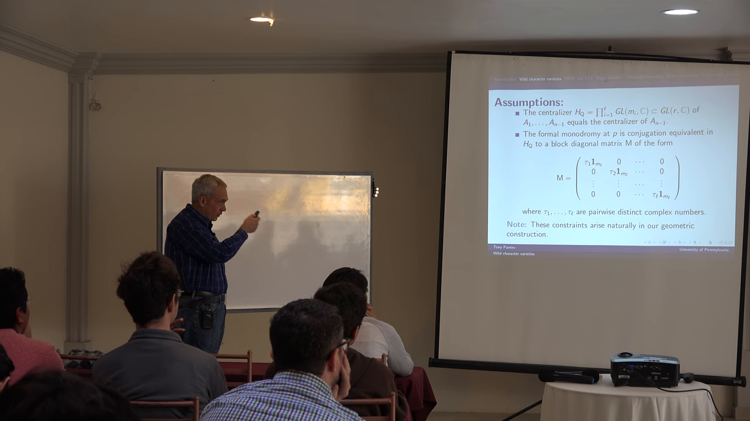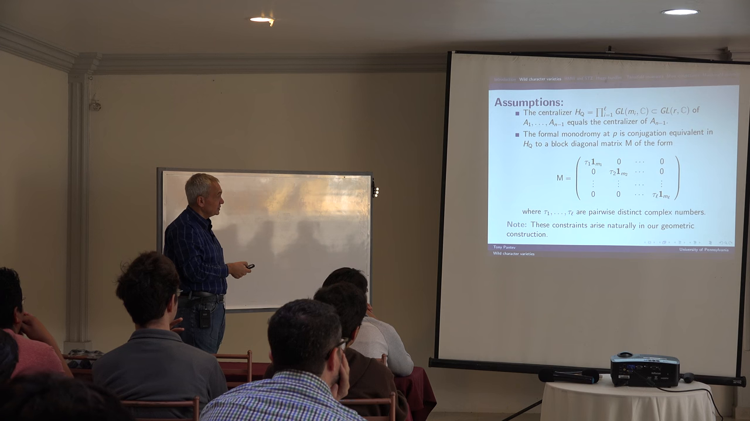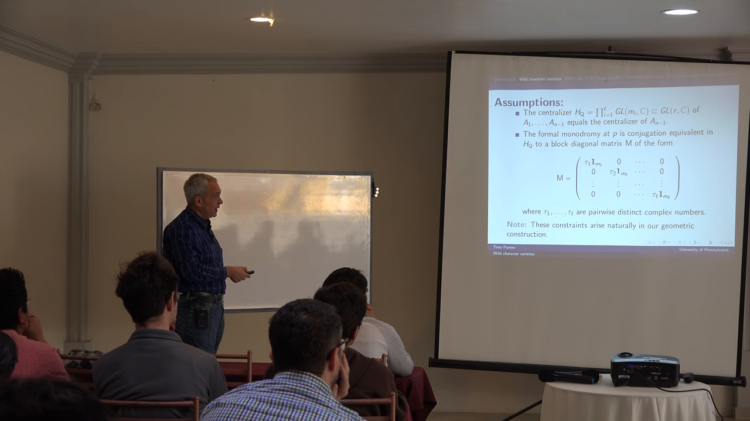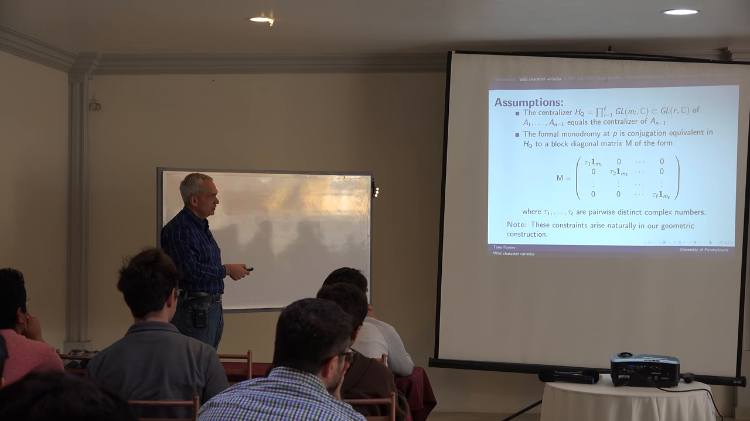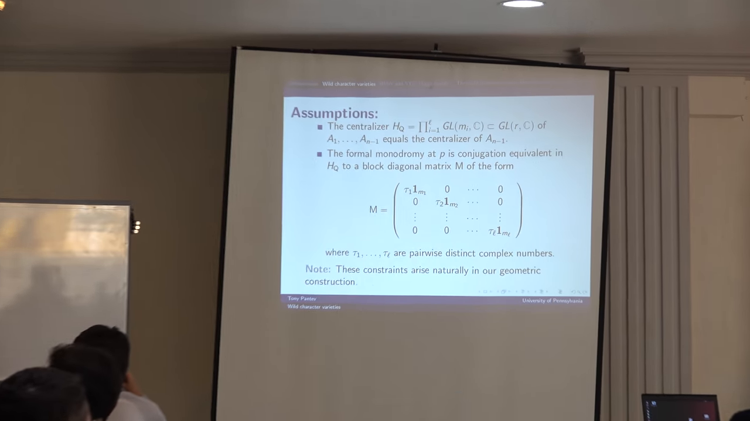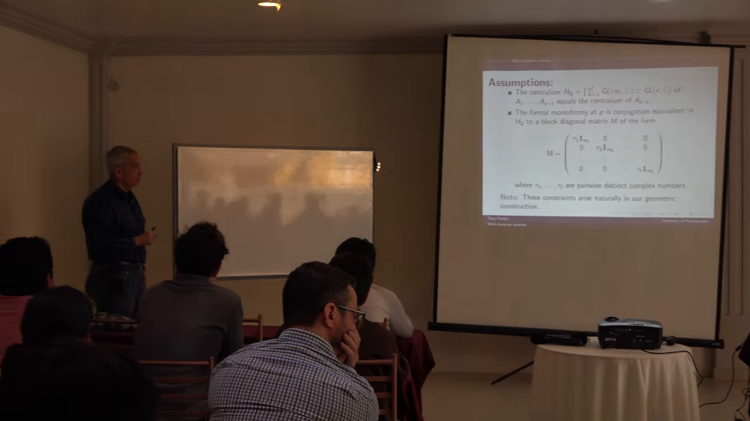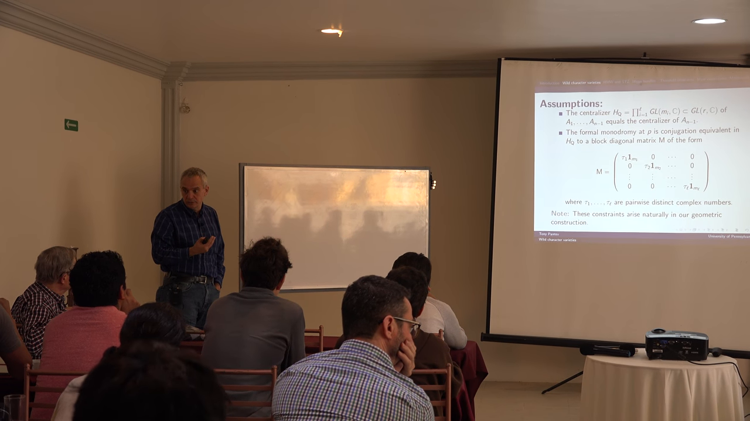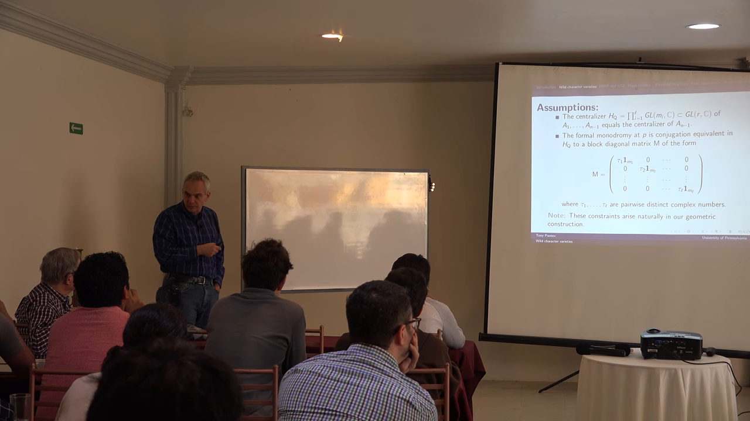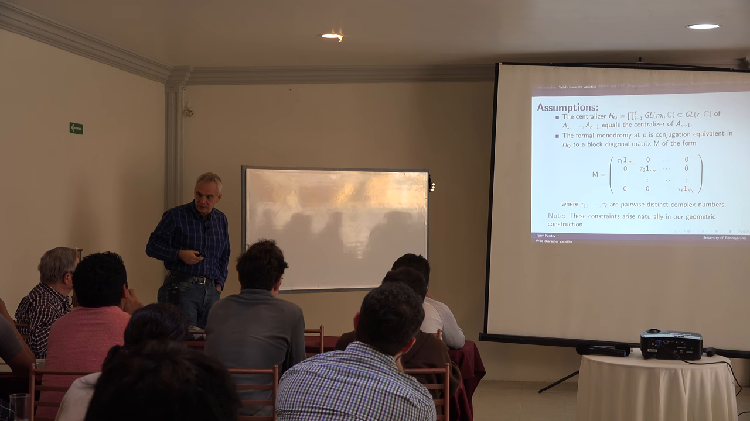And the formal monodromy is conjugation equivalent to a block diagonal matrix. And my genericity assumption is that the eigenvalues for the blocks, so these are scalars, are distinct. So this is really a generic component of this moduli space of irregular connections. The global monodromy is not going to be necessarily semi-simple. There will be semi-stable connections, and for them the global monodromy will not be semi-simple. It will have a unipotent part. But for the stable ones, of course, it will be semi-simple.